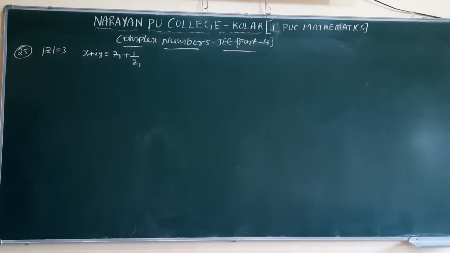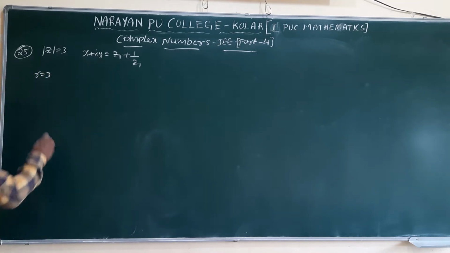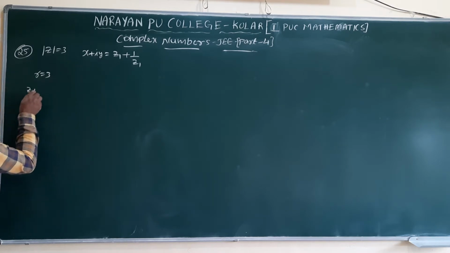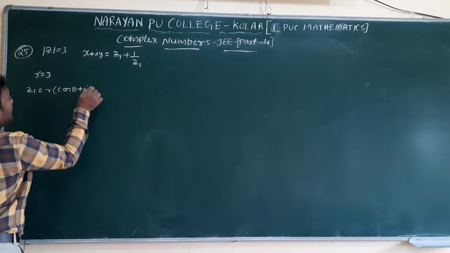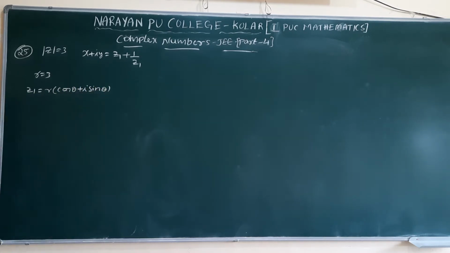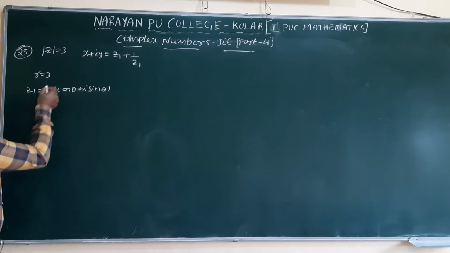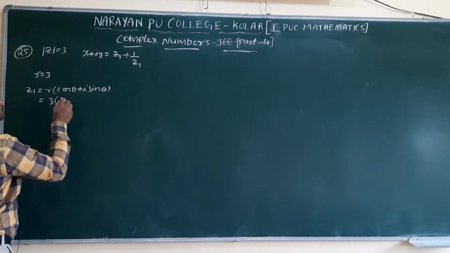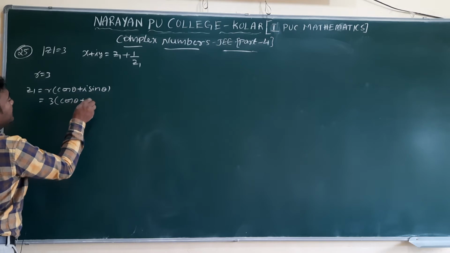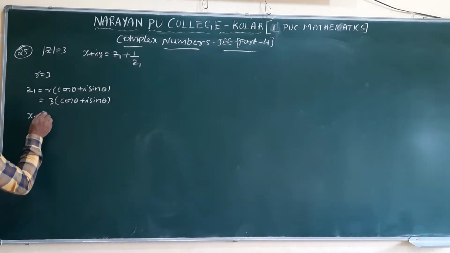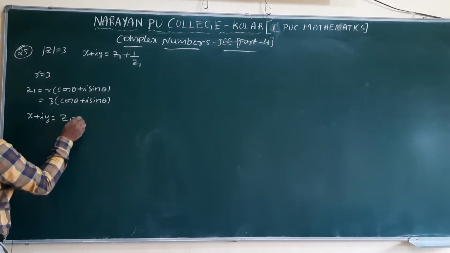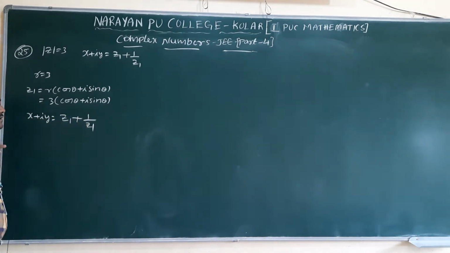So clearly they have given here modulus of Z is equal to 3. So modulus of that, r, is also 3. So let Z1 be equal to r into cos theta plus i sin theta. Already we know that it is a polar form. The r value is 3, so 3 into cos theta plus i sin theta. Substitute x plus iy is equal to z1 plus 1 by z1.